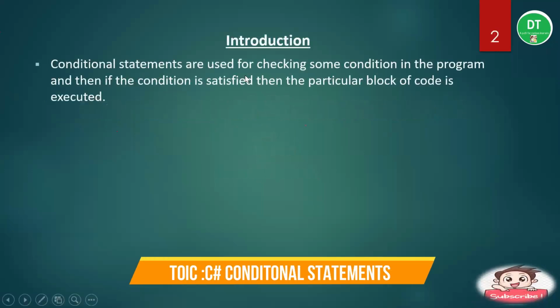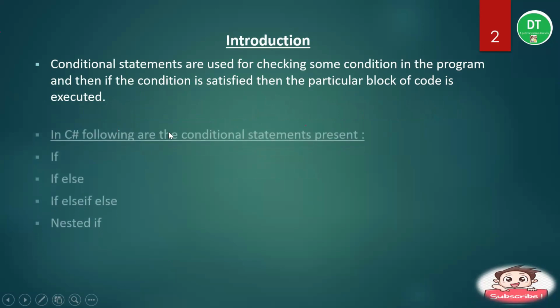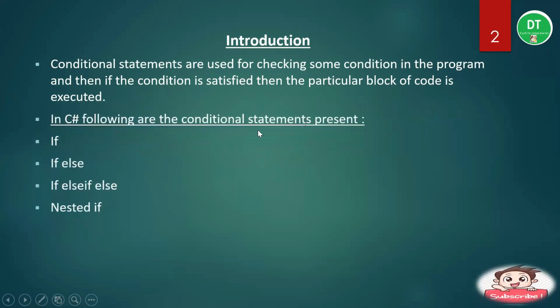Conditional statements are used for checking some condition in the program, and if the condition is satisfied, then a particular block of code is executed. In C Sharp, the following conditional statements are present: if, if else, else if, and nested if.